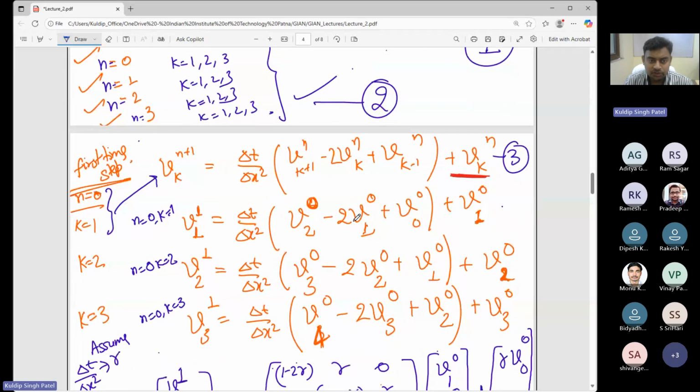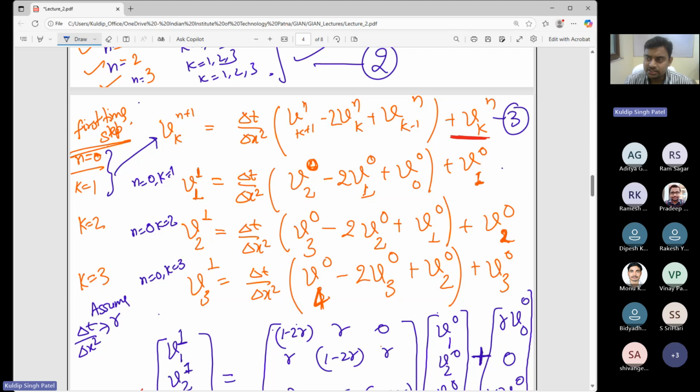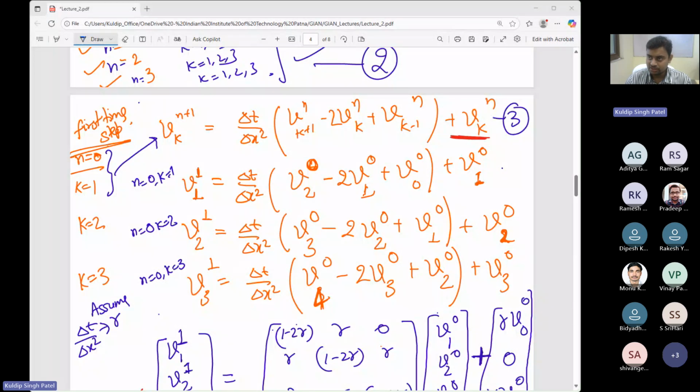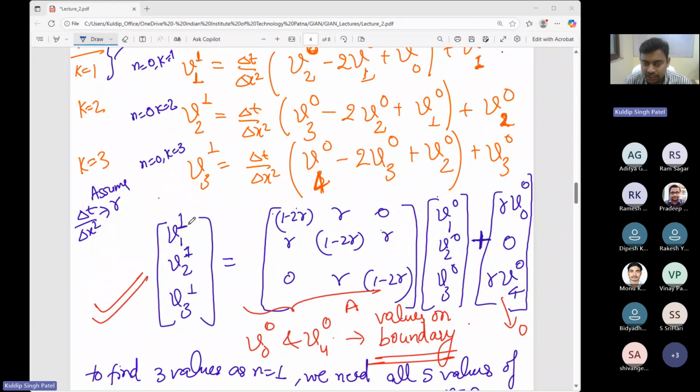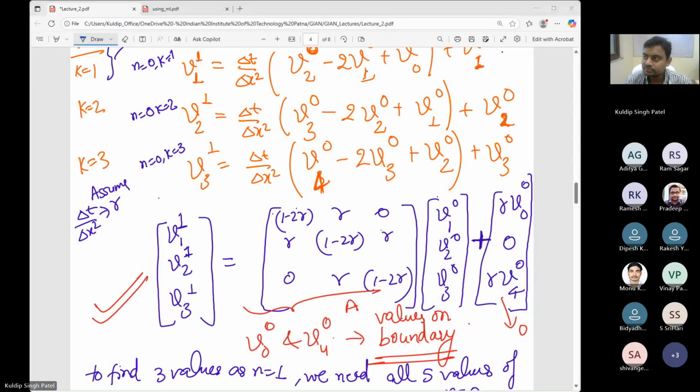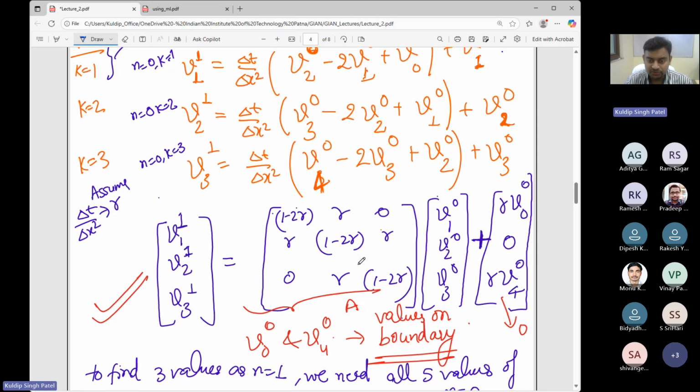Now we put all these values and we realized that we are getting a very pattern-full structure, right? It is not like random. There is a pattern. Okay, so we realized that the solution at the first time level can be obtained easily by just solving a system of equations. Just solving a system of equations.